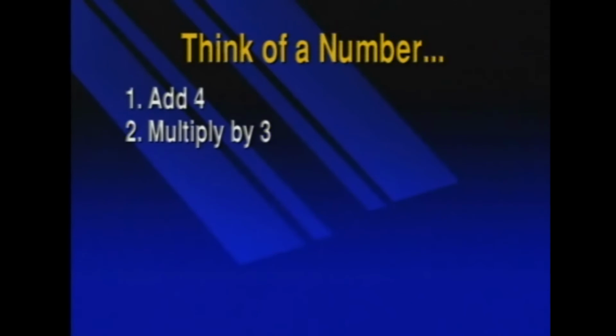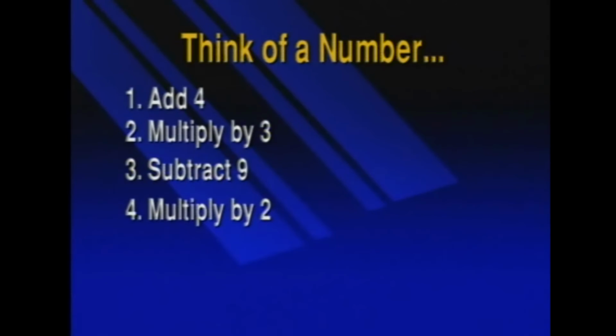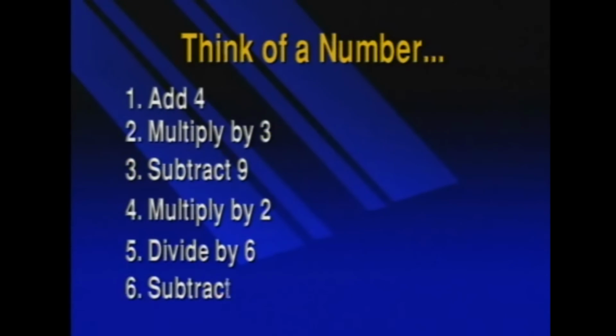Then multiply that sum by 3. Then subtract 9. Then multiply by 2. Then divide by 6, and finally subtract the original number. Now if I've gone too fast, stop the tape, rewind, and do it again. And I bet you that no matter what number you picked, you found 1. Am I right? Let's use algebra for the first time, the language of algebra, and let's explain why no matter what number you picked, you would get 1.